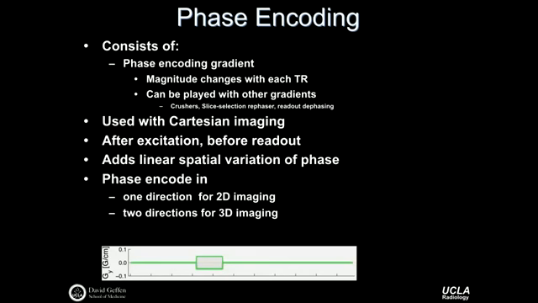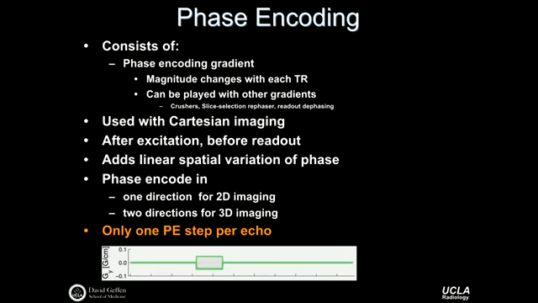The downside is it can take quite a bit of time to acquire that many phase encode steps. We'll see this in just a second, but it's really the number of phase encode steps that strongly governs your total acquisition time. We have to acquire a phase encode for every TR, and if we need 128 phase encode steps and 128 TRs, then that total acquisition time could be considerable. You can easily get into the tens of seconds or minutes range.